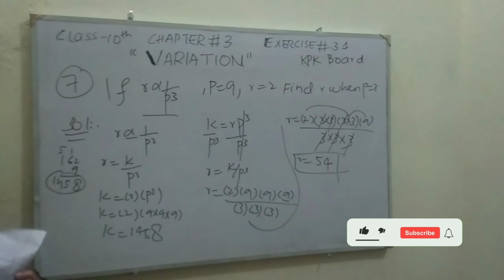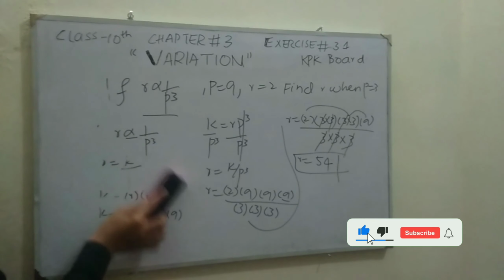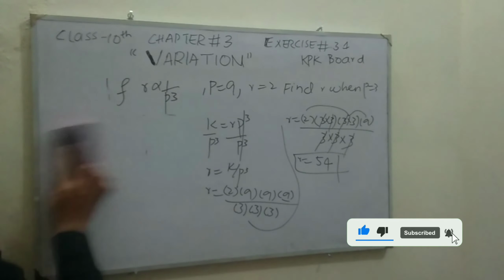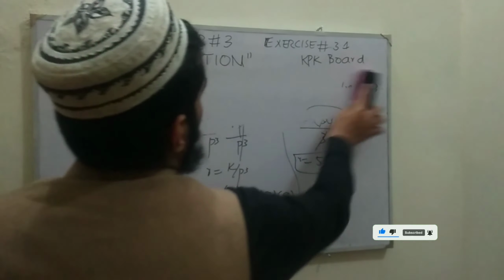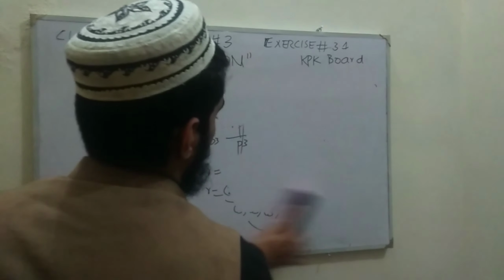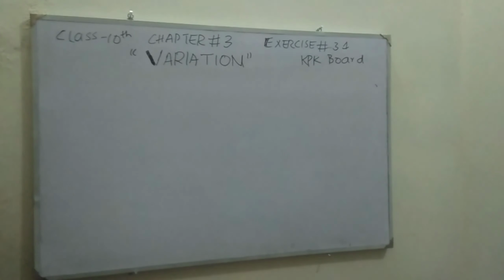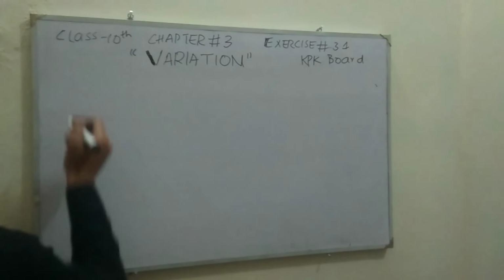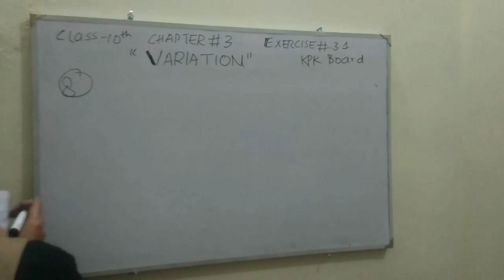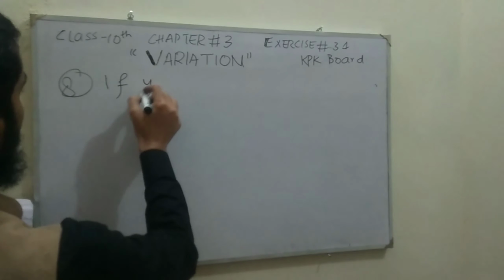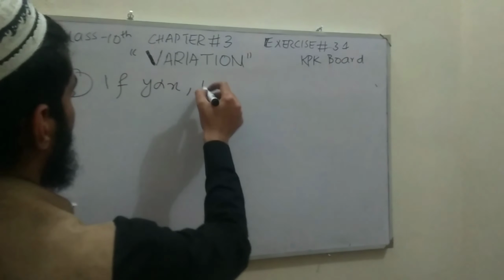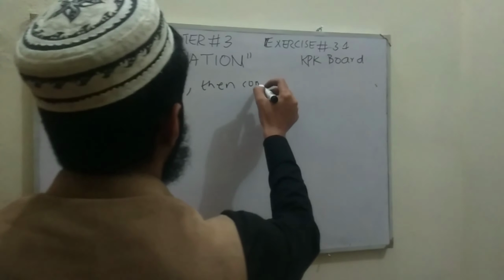Now move to the last question related with this exercise. Last question is question number 8. If y is directly related with x, then complete the table.